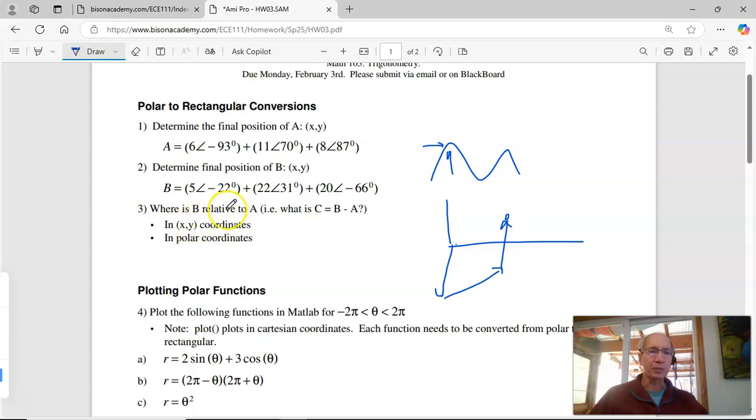So that's the first problem. Repeat for part B and part C. If I do A minus B, I wind up at a point. Where's that in polar form, the amplitude and the angle?